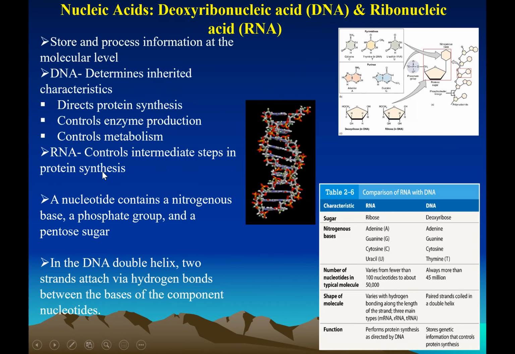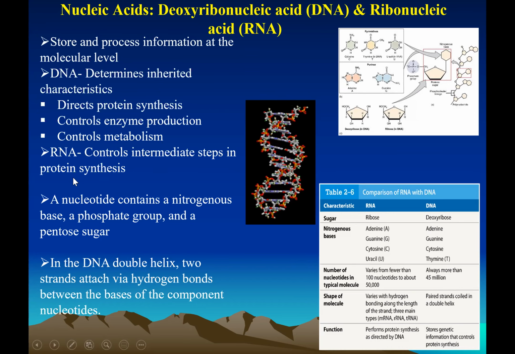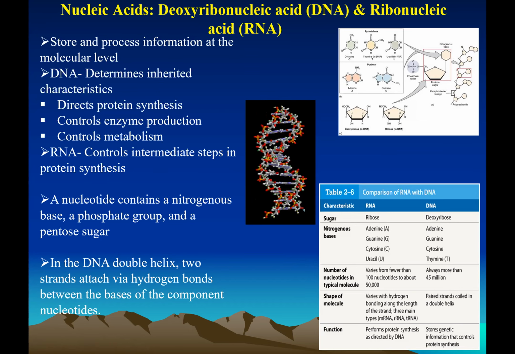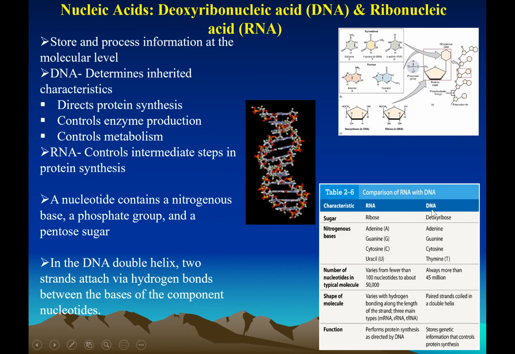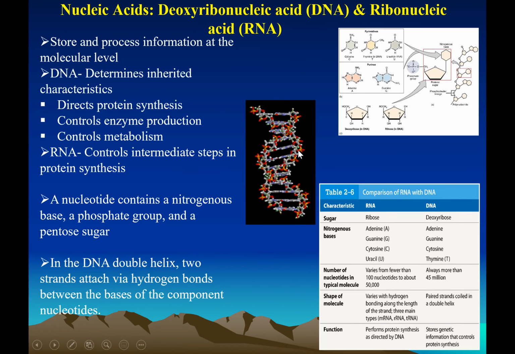RNA is the intermediate molecule. If you remember the central dogma of biology, DNA becomes RNA, and RNA acts as a template for protein synthesis. So RNA is the intermediate step for protein synthesis. The difference between DNA and RNA is that the sugar is a deoxyribose sugar in DNA, whereas it's ribose in RNA. DNA is double-stranded, so it is a double helix.